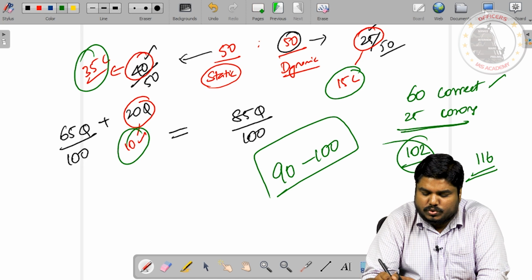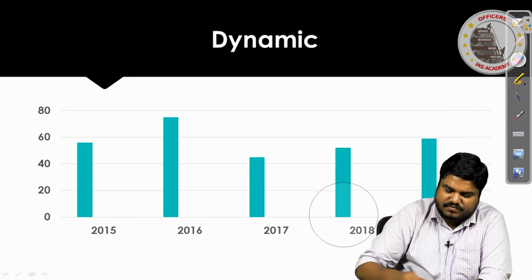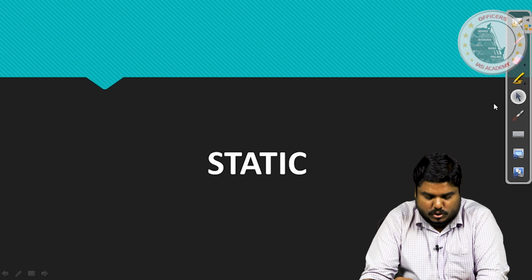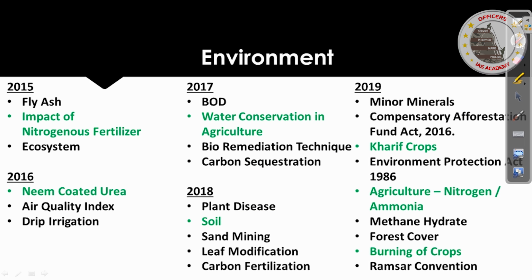Let me also show you a small analysis which we have done for static area too. In static, we are able to witness an increasing trend in the number of environment questions. Here I have given the number of environment questions asked in the last 5 years. Here the green color represents the agriculture questions asked in the environment.